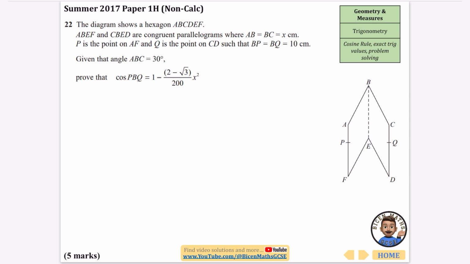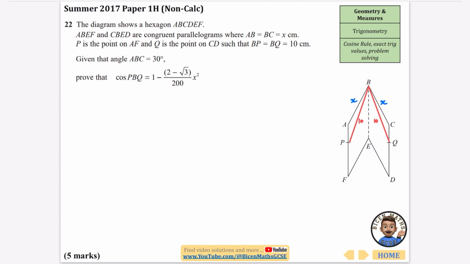The diagram shows a hexagon ABCDEF. ABEF and CBED are congruent parallelograms where AB is equal to BC, which is equal to X. So I'm actually just going to label those two sides we know about as X. And it says that P is the point on AF and Q is the point on CD, such that BP and BQ equal 10. So I'm going to draw a line between B and P and a line between B and Q, and those are going to be 10 each. And it says given that angle ABC is 30.